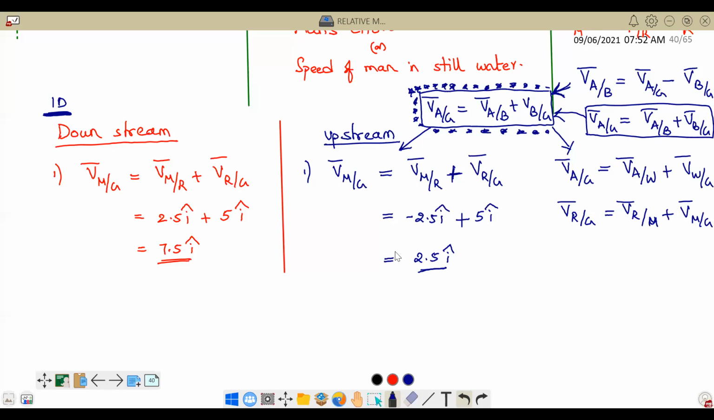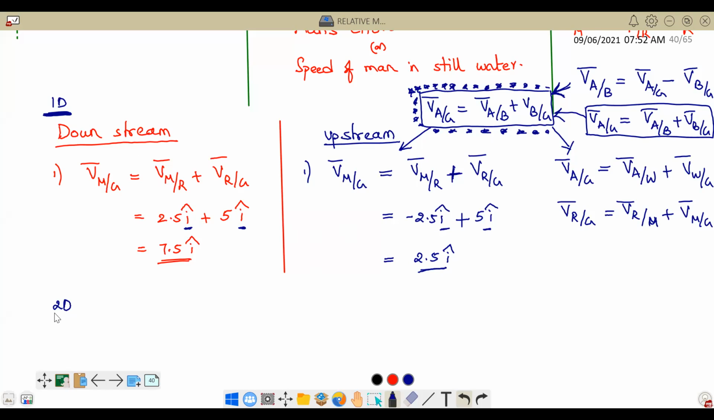This is called one dimension. And so what does one dimension mean? The boat is moving in the x direction, and the river is also moving in the x direction. The only thing is, in one case they are traveling in the same direction, and in the other case they are traveling in opposite directions. That's all.